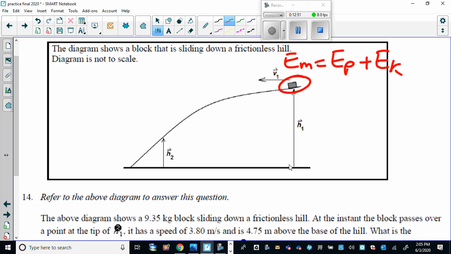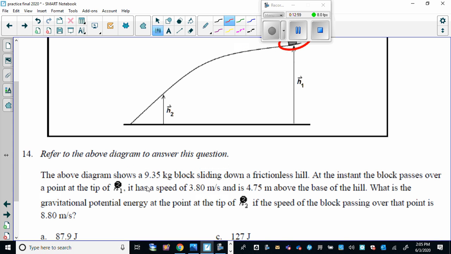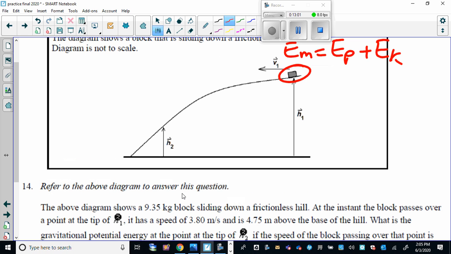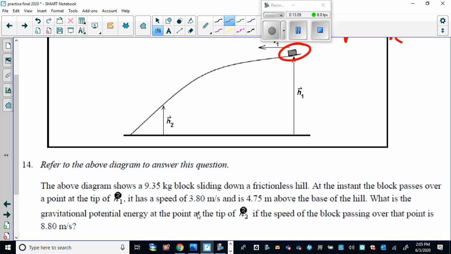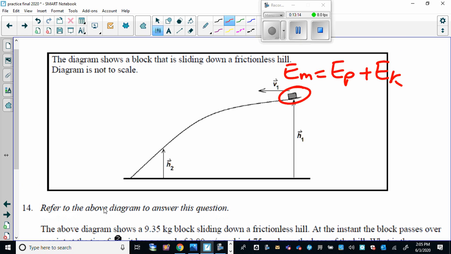So this question says the above diagram shows a block on a frictionless hill. At the instant it passes over the point H1, it has a speed of 3.8 and is 4.75 meters above the base of the hill. What is the gravitational potential energy at H2 if the speed is 8.8? So this is a conservation of energy question, conservation of mechanical energy. And we're just going to figure out what the mechanical energy is at the top here.